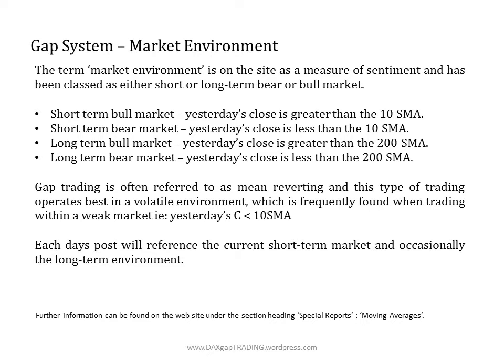Gap trading is often referred to as mean reverting. This type of trading operates best in volatile conditions, and I have found that when we are in a short-term or a long-term bear market, so yesterday's close is under one of these MAs, that is when DAX gap really shines under those types of volatile conditions. In each day's post, we'll make reference to the short-term market environment, and occasionally we'll mention the long-term.